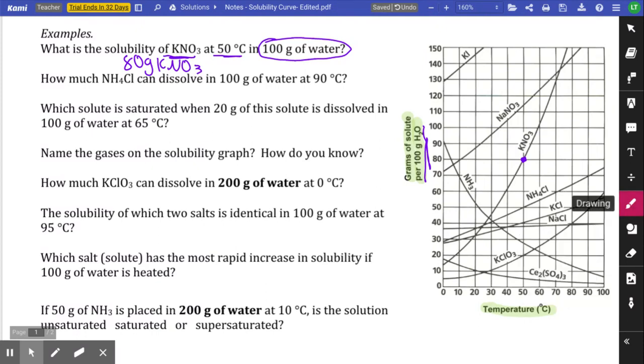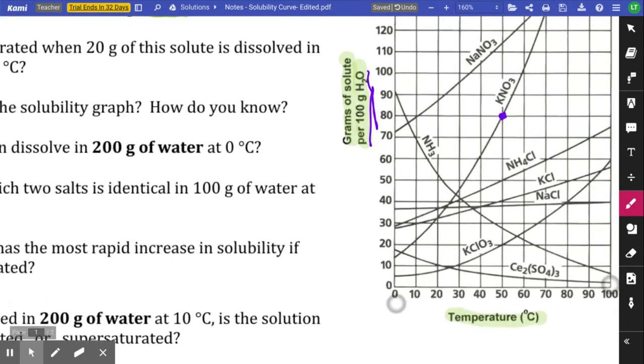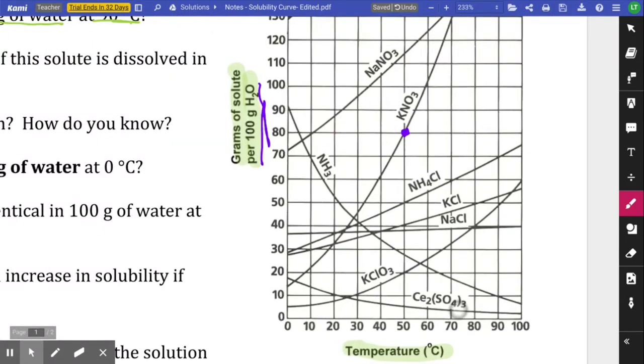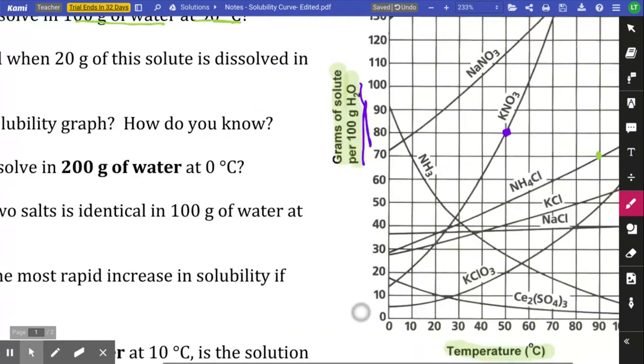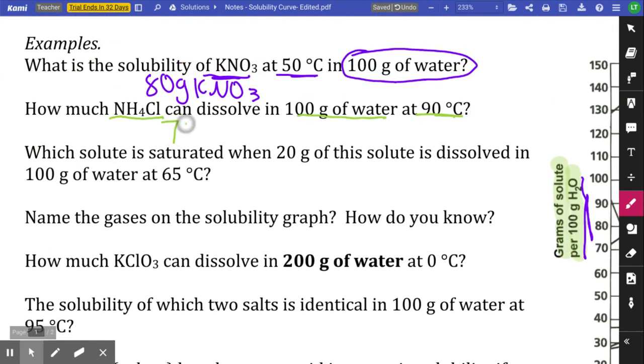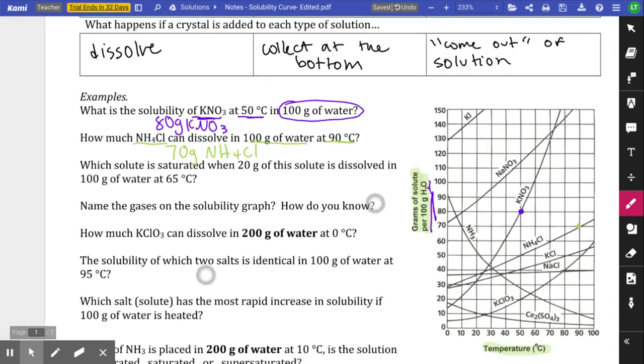Okay, so now for our next question, it wants to know how much NH4Cl can dissolve in 100 grams of water at 90 degrees Celsius. So once again, that 100 grams still matches the amount on my y-axis. All right, so now let's do NH4Cl. I'm going to zoom in on my graph again. I'm looking at 90 degrees Celsius, and I'm looking for NH4Cl. So at 90 degrees Celsius with NH4Cl, I can dissolve 70 grams. Again, just reading a graph here.